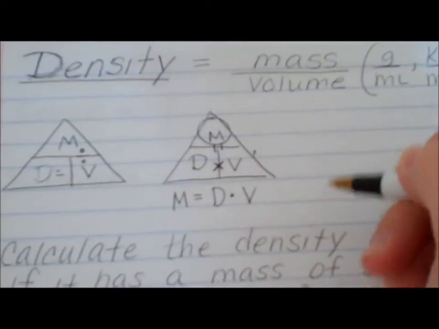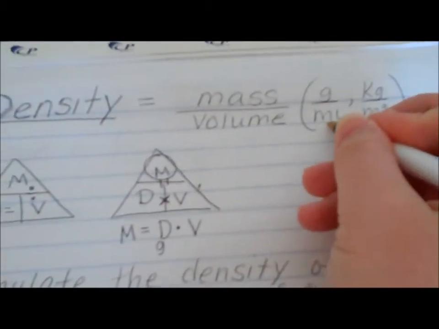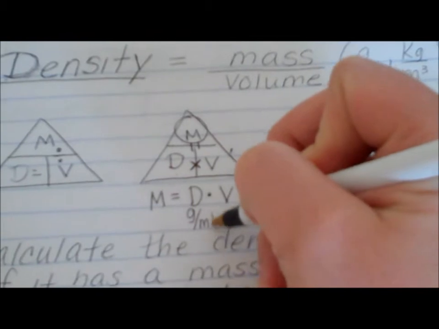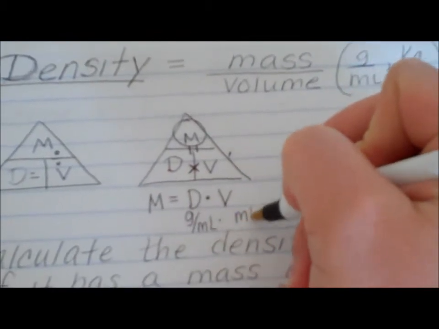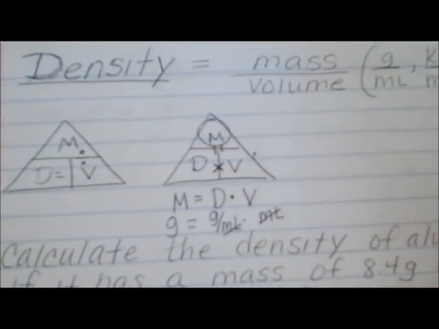Now we could also look at it for units. If we use our grams per milliliter, we would have grams per milliliter times milliliters. Our milliliters would cancel out and leave us with grams.